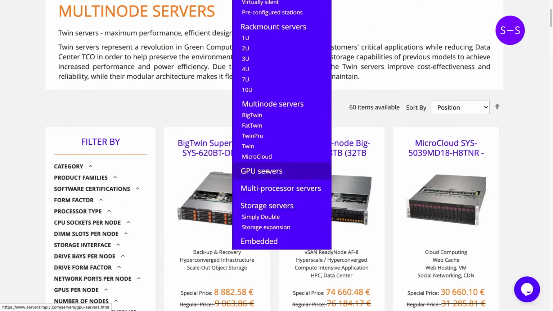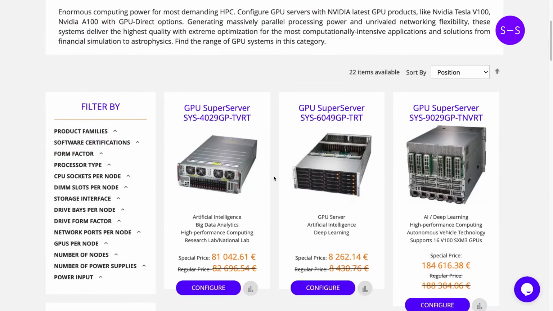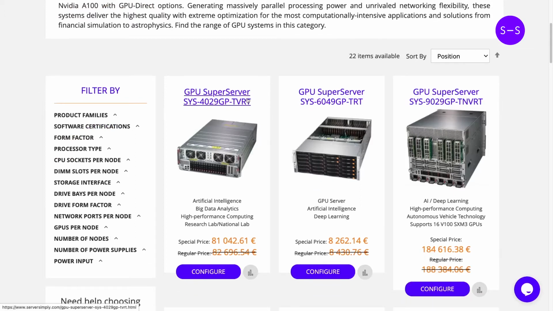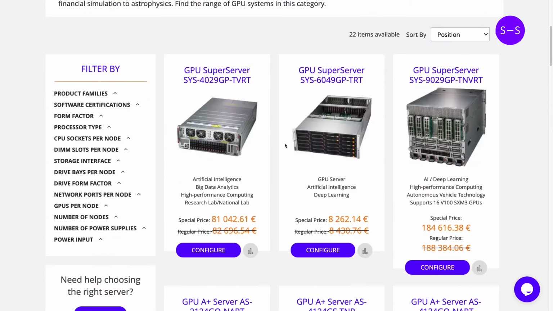Obviously we cannot get by without GPU systems or GPU servers today. Basically all the most popular systems for artificial intelligence and machine learning that house lots of graphical or parallel computing power. Those are all under this section here.